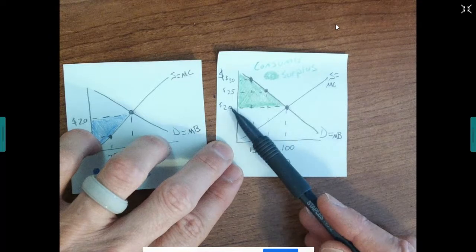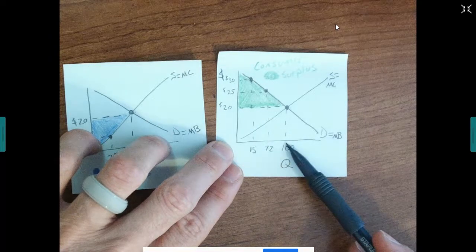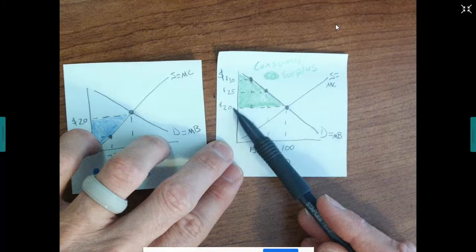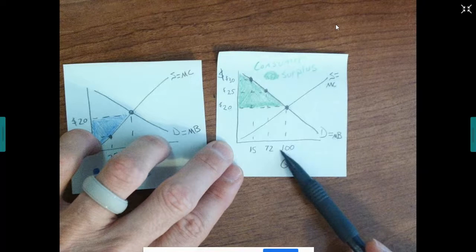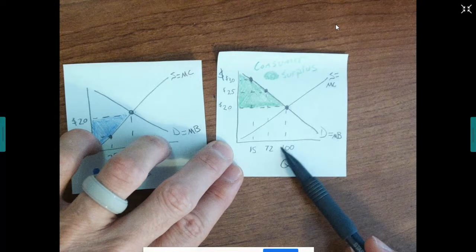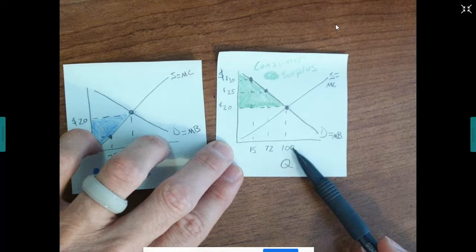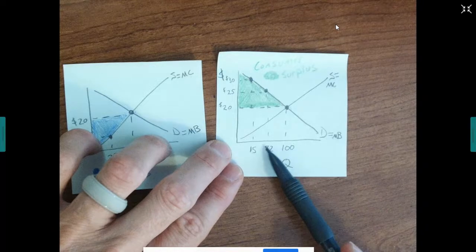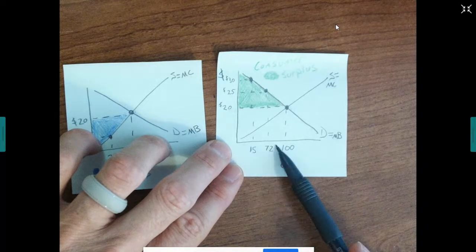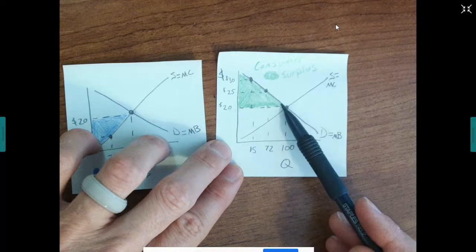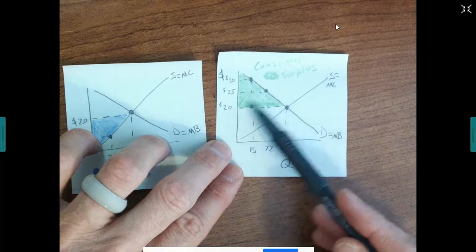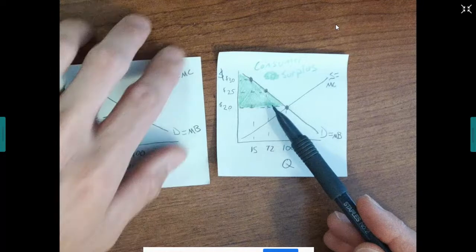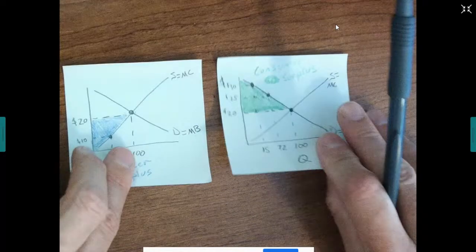Remember, all the units of these items are being sold at the same equilibrium price of $20. So 100 units are being produced, 100 units are being demanded at $20. For 99 of those units, individuals would have been willing to pay a higher price. All this green area in here represents that consumer surplus.